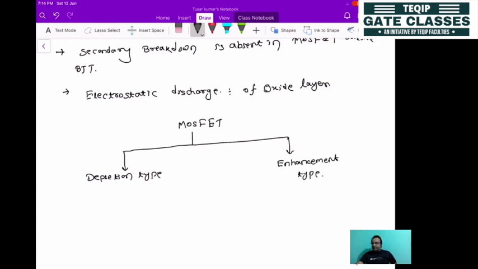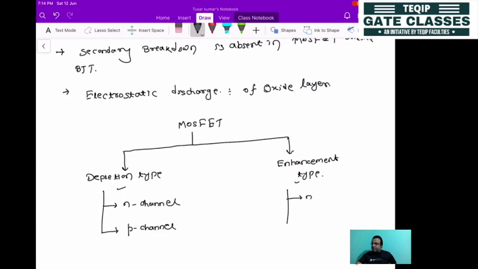Okay, so we'll see what the major difference is between these two types, the depletion type and the enhancement type. We'll see that as we discuss them one by one. The depletion type is again classified into N channel enhancement type, depletion type, then P channel depletion type.